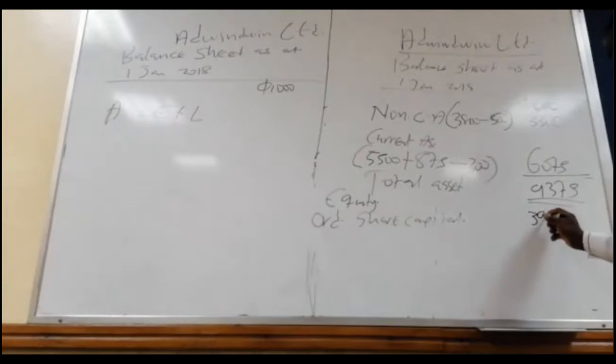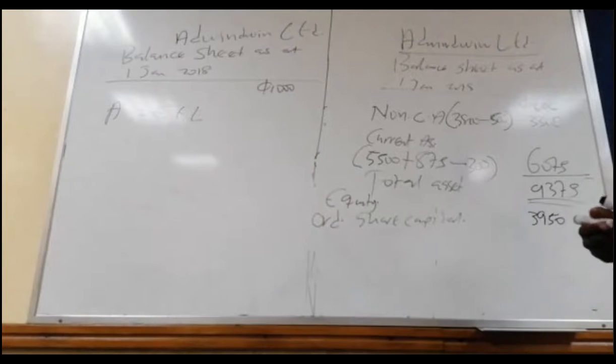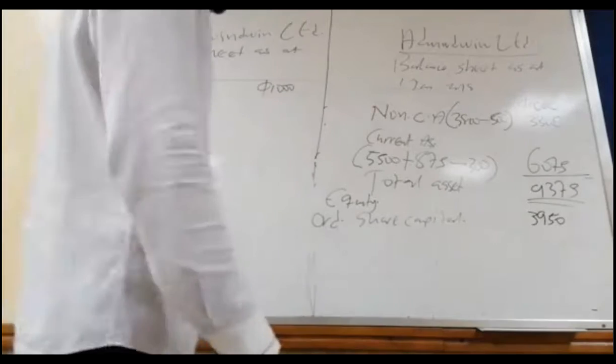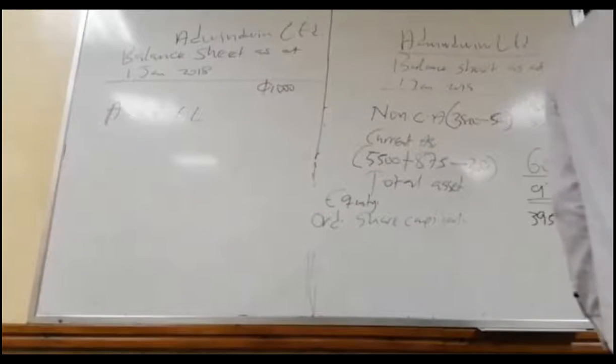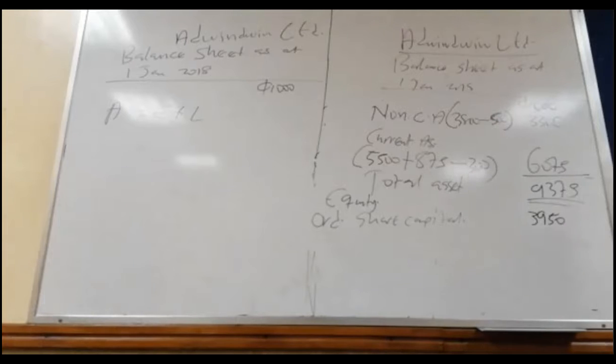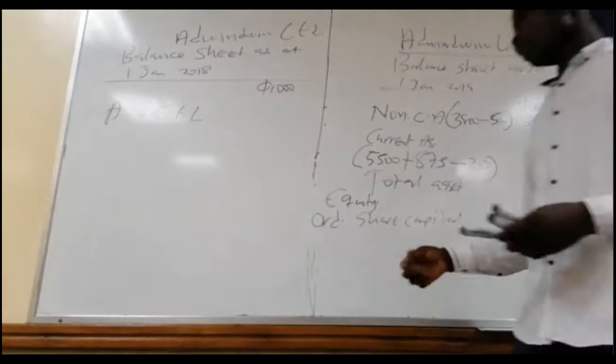So ordinary share capital is 3,950. Then if the capital addition account is not balanced, the difference, bring it by head balance. So there's no difference. Yeah, that's ordinary share capital.